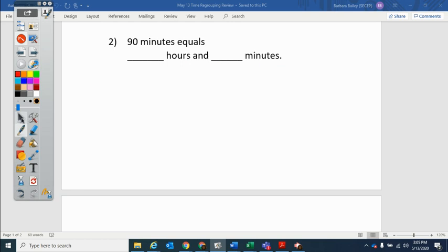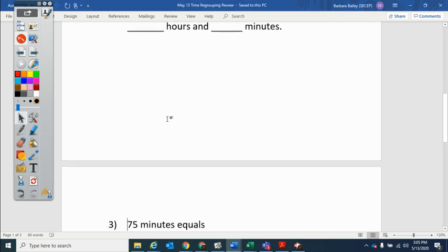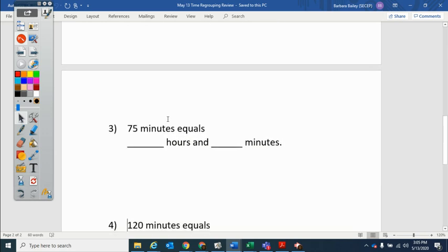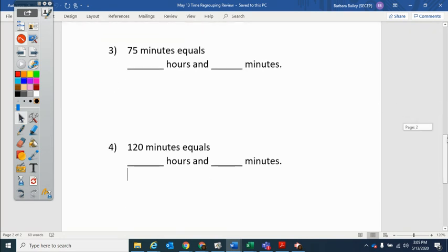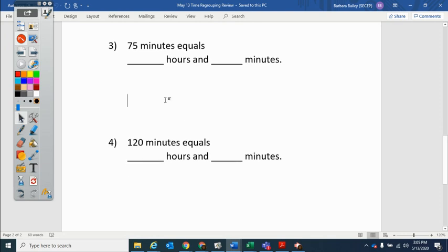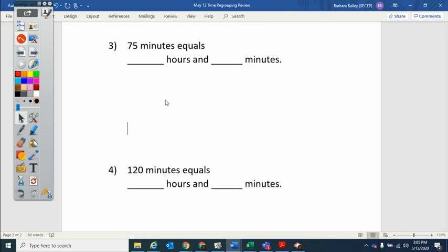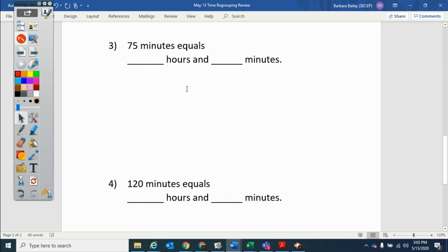All right, now we'll do number 3. Number 3, I want you to try on your own. Number 3 says we have 75 minutes. How many hours and how many minutes? And we're going to do that the same way that we just did the other 2. So I want you to try that independently. Just pause the video, try to work that out, and then we'll check.